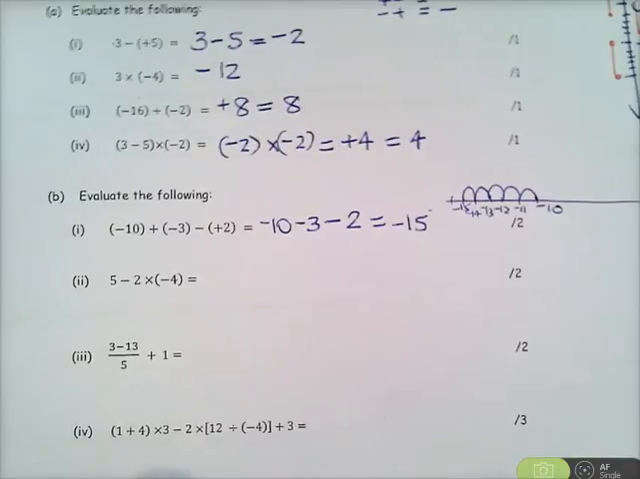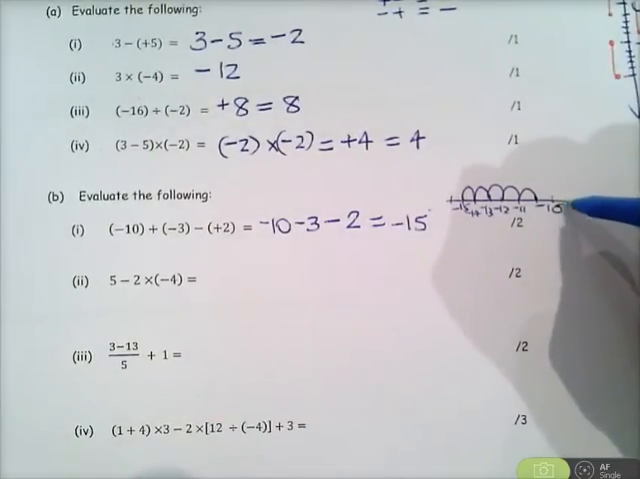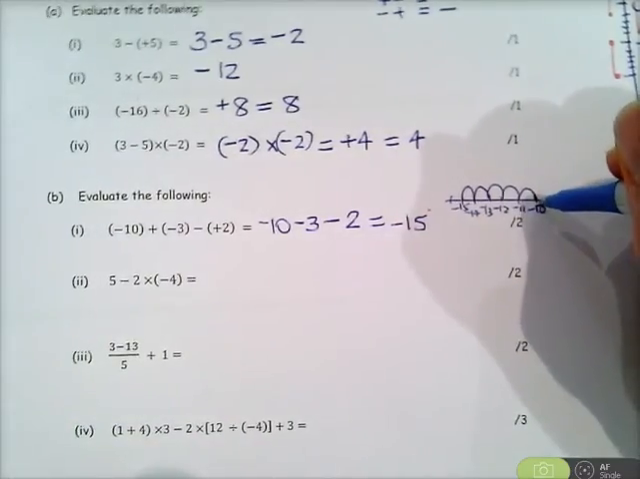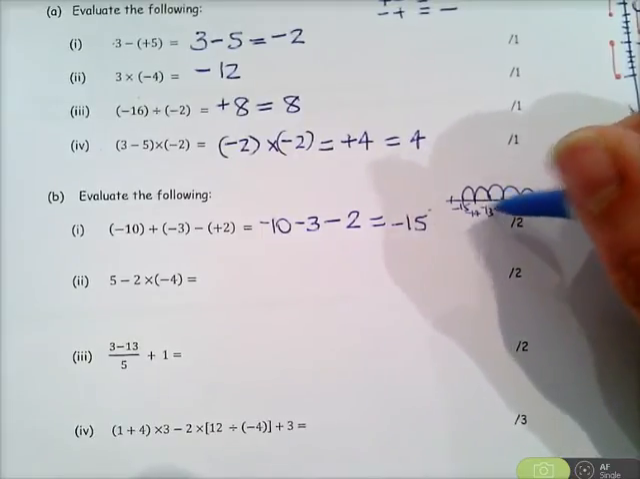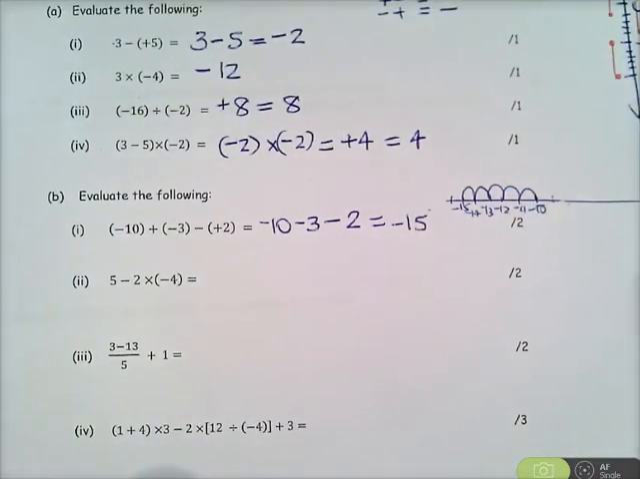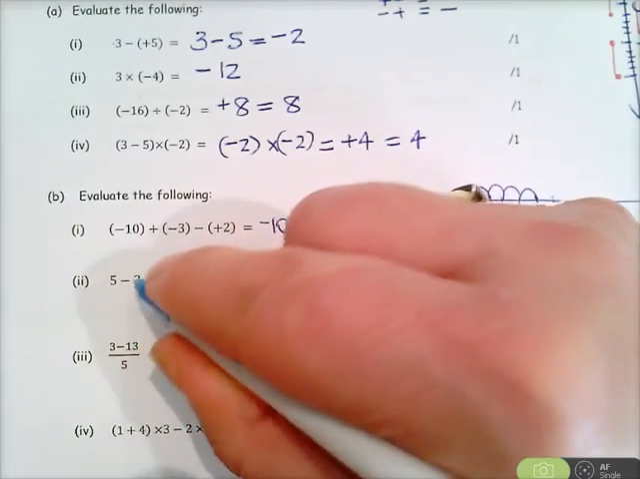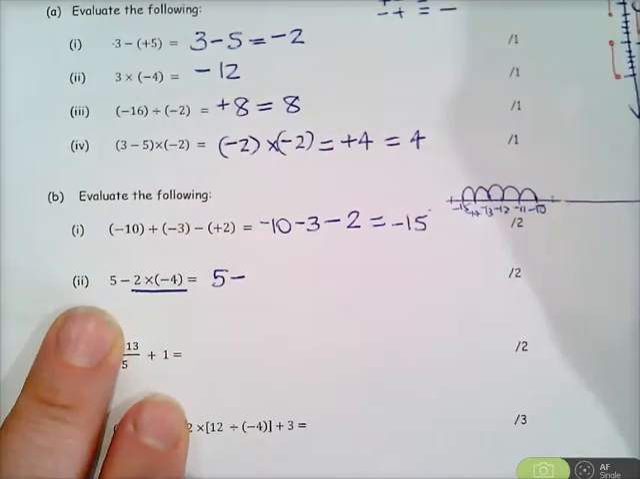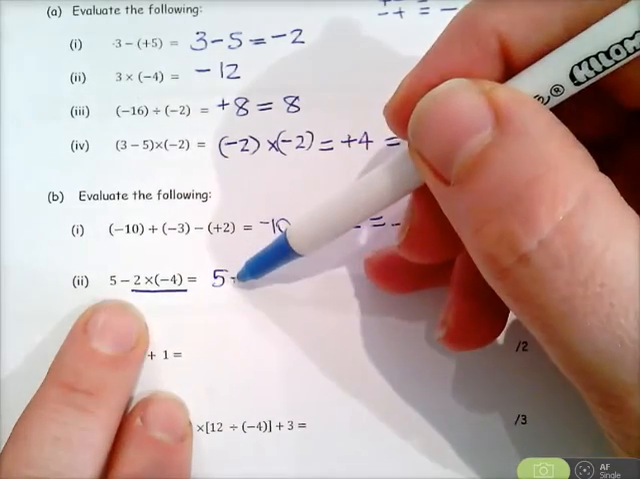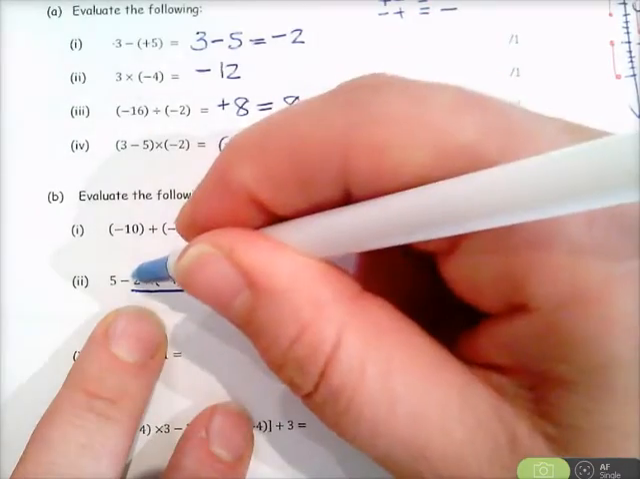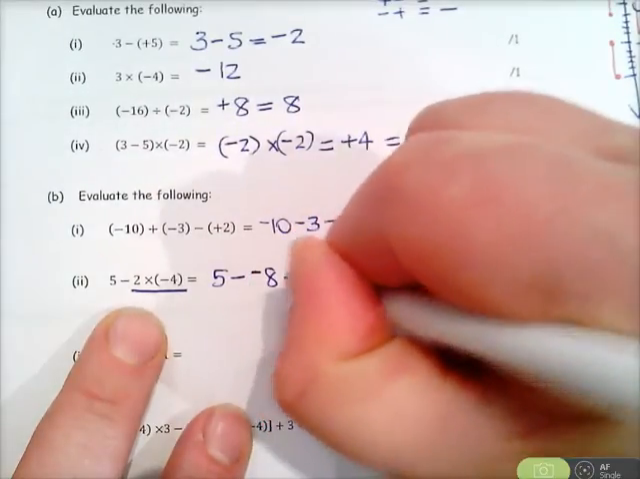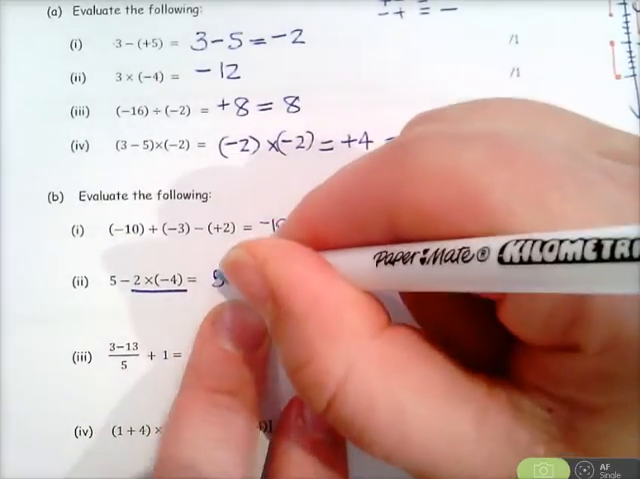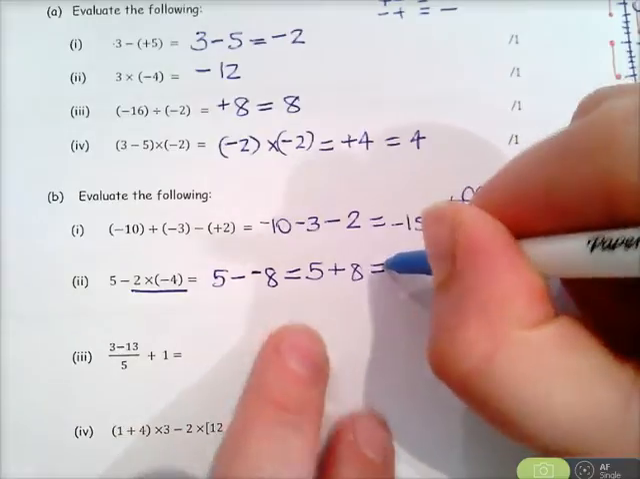You could do this by just drawing a number line. Remember with the negatives, that the numbers you go more negative, negative 11, negative 12, negative 13, they're smaller than negative 10. Okay? Now, the next one, 5 take away 2 times negative 4. With order of operations, I need to do this bit, the 2 times negative 4 first. So I've got 5 take away. Now, 2 times negative 4 is a positive times a negative, which is negative 8. Now, 2 negatives together make a positive. So that would be 5 plus 8, which is 13.